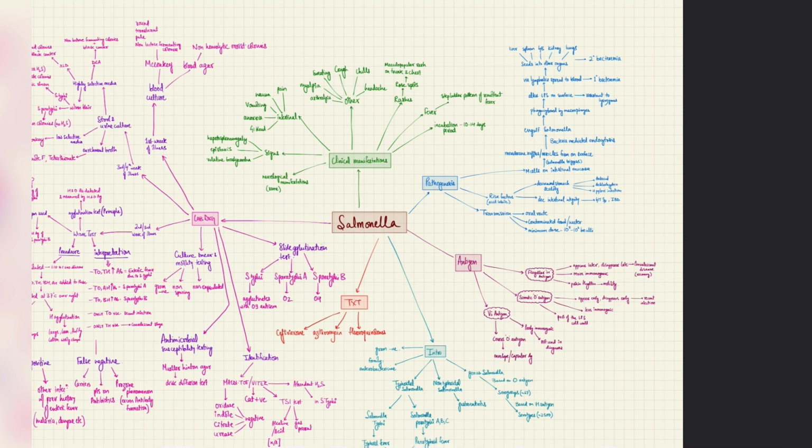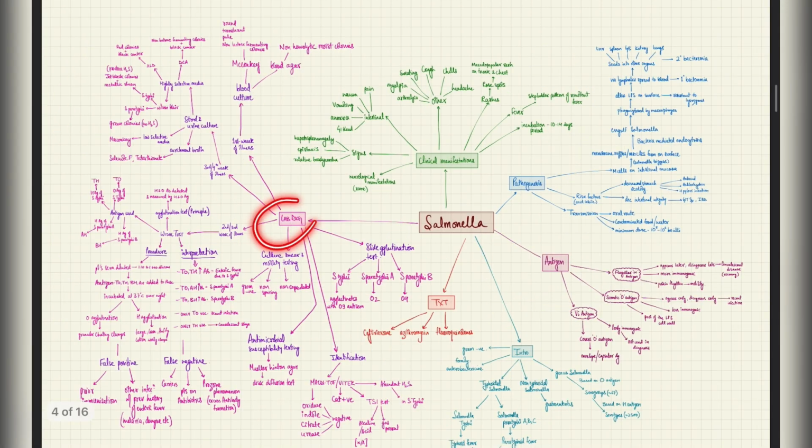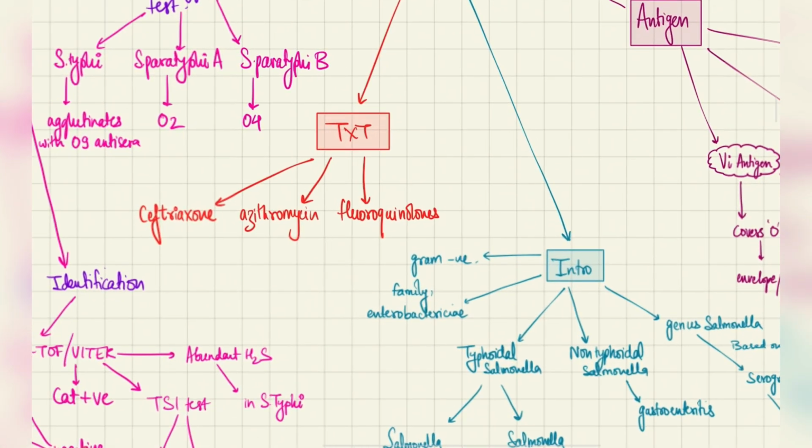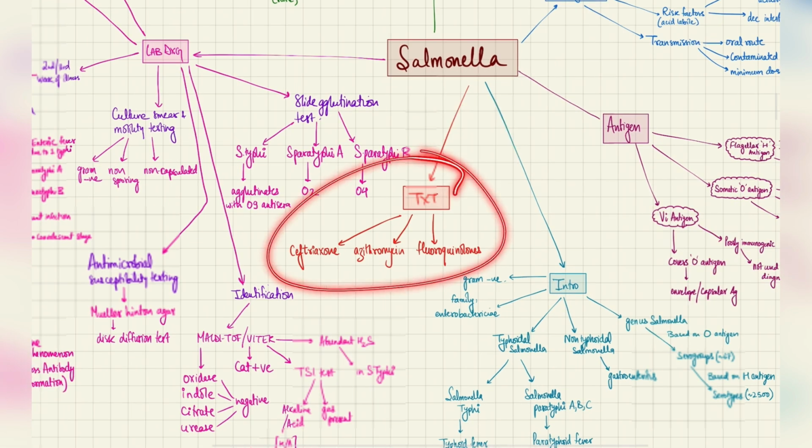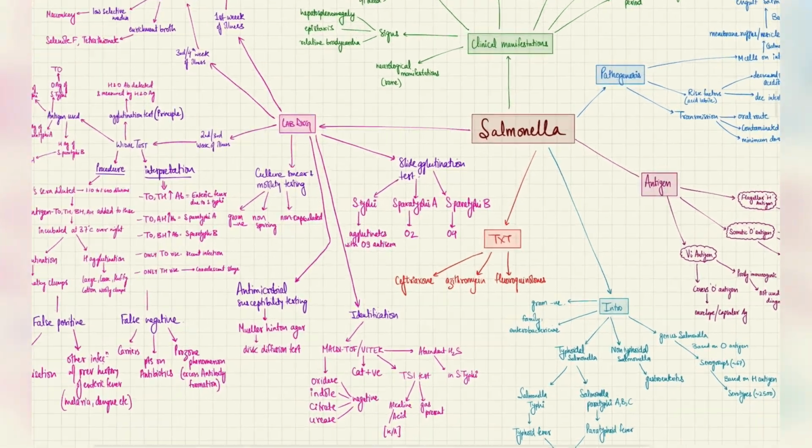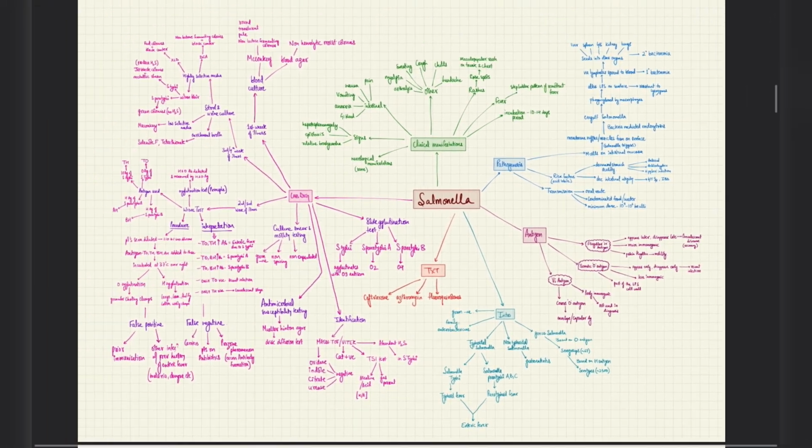Sorry. So quickly, before recapping the lab diagnosis, let's just see the treatment. It's just quick. Ceftriaxone, azithromycin, fluoroquinolones. That's the treatment. Three drugs. No one asks treatment that seriously. You can just mention these. So let's revise quickly what we saw.